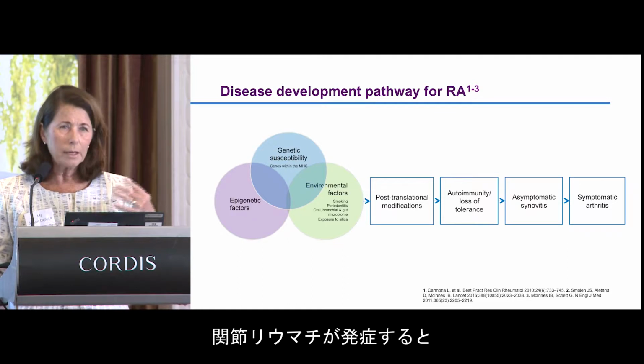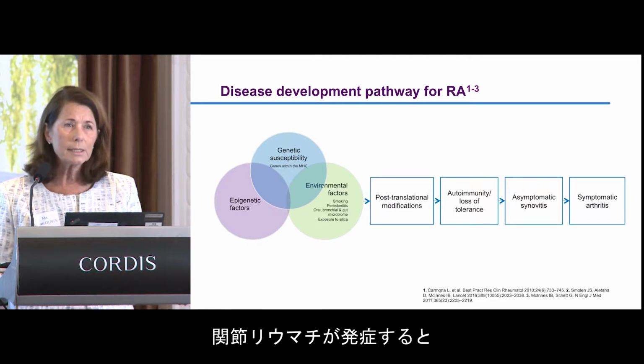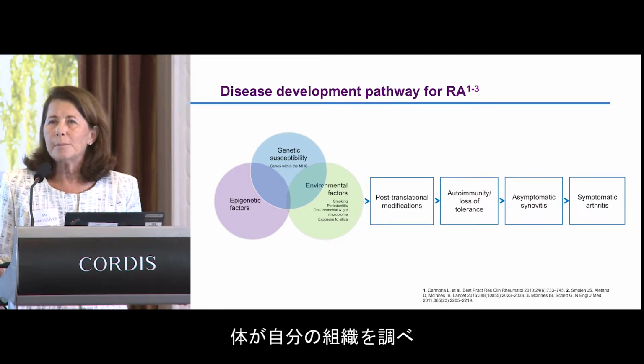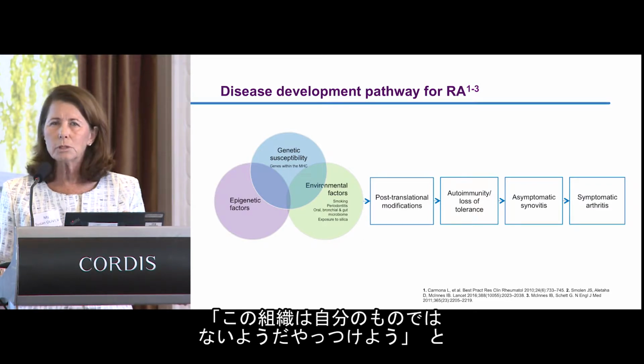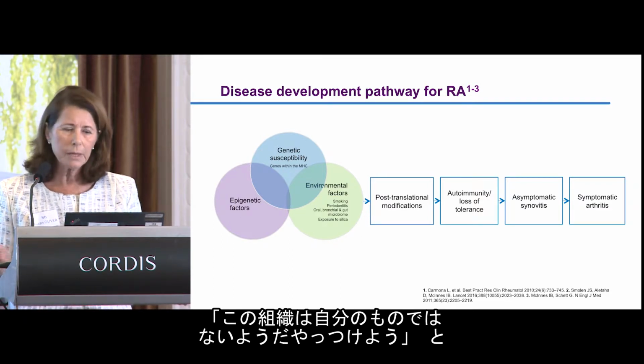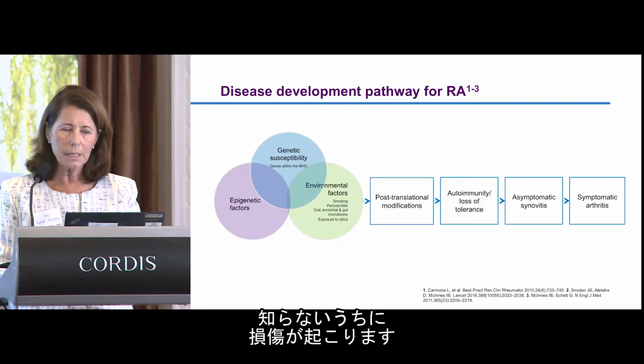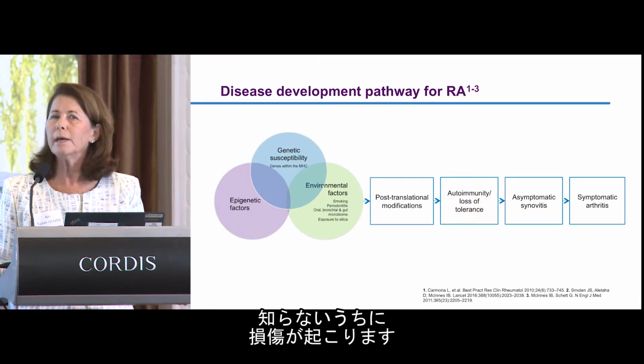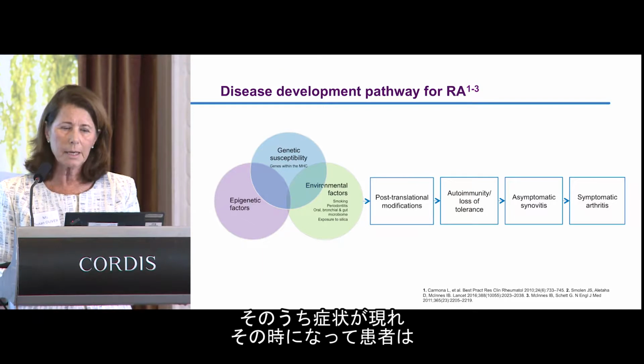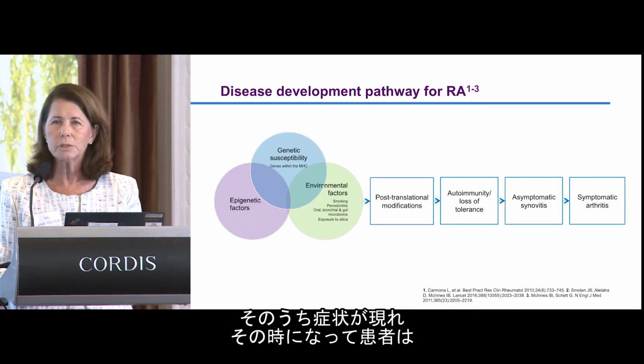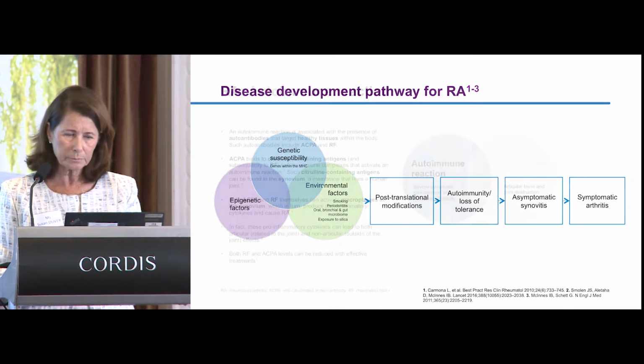And when rheumatoid arthritis sets in, the body has examined and said, these tissues don't look like they belong to me, I'll attack them. And this then develops with damage that initially patients aren't aware of, and then they become symptomatic, and that's when they come to see somebody and get help.